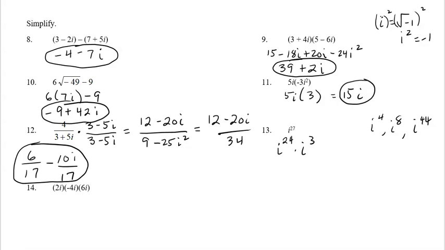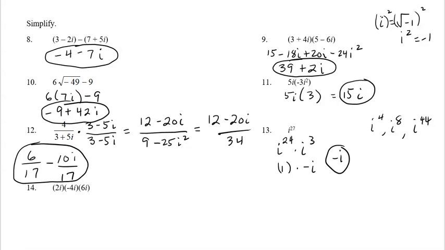So remember, when you're multiplying, you add exponents together. So i to the 24th is just 1, and i to the negative third is negative i. So 1 times negative i is negative i. So that's my answer for number 13.